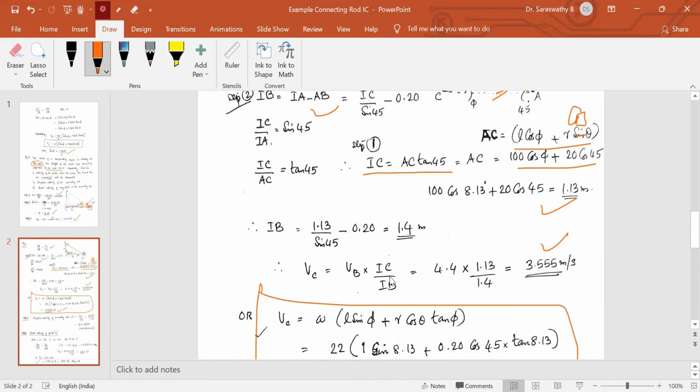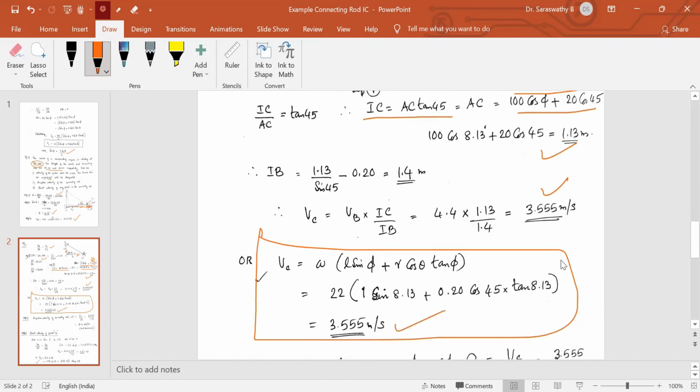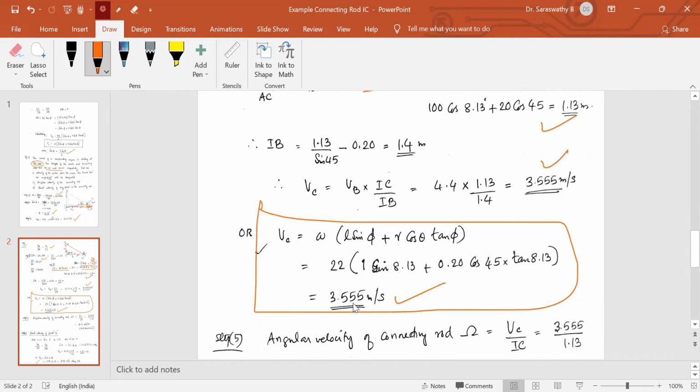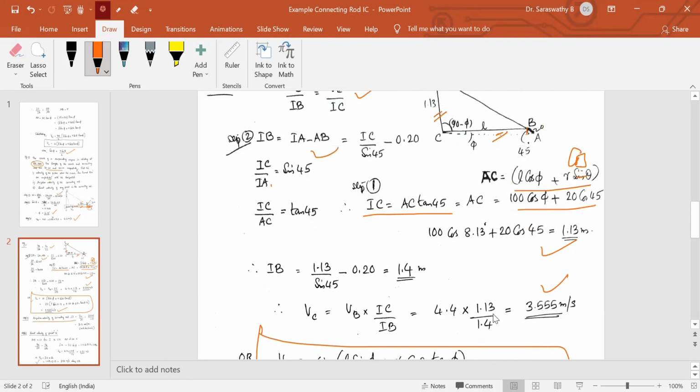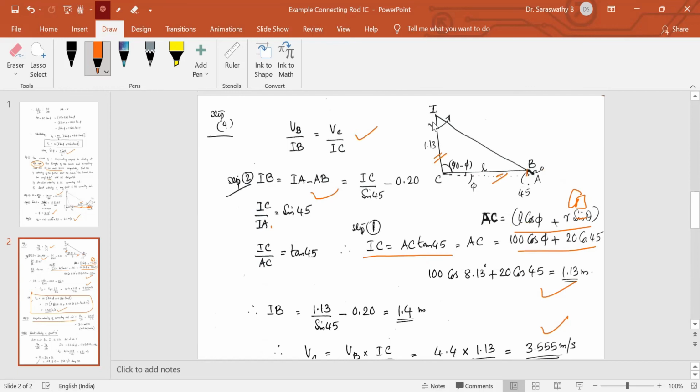If it is difficult for you to compute from trigonometrical principles, you have to learn that formula by heart: VC is equal to omega into L sin phi plus R cos theta tan phi. You get the answer. Once you get the velocity of the piston, the second part of the question is, what is the angular velocity of the connecting rod? Angular velocity equals VC by IC. So anyway, we have to find this distance IC, and for that we have to follow the steps.